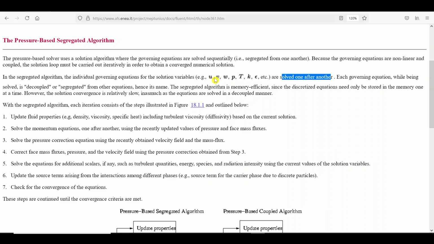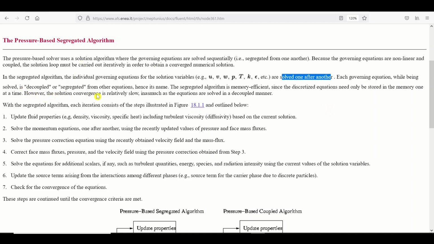The first equation is considered, for example, the momentum equation in the u, v, w direction. So we will be having the u momentum equation in the RAM or in the memory. Then after that we will be having the v, then w, then the pressure equation, then the temperature, that is the energy equation, then the turbulence equations, right? So one by one, one after the other, we are decoupling them and solving them, right? That is what is happening in the segregated algorithm.